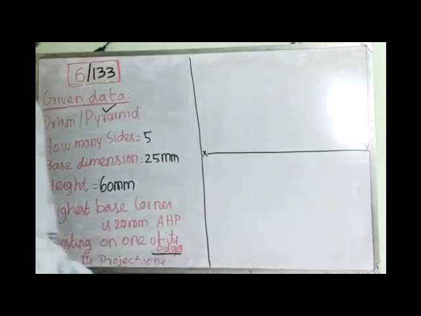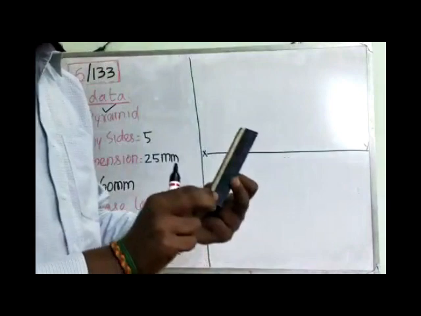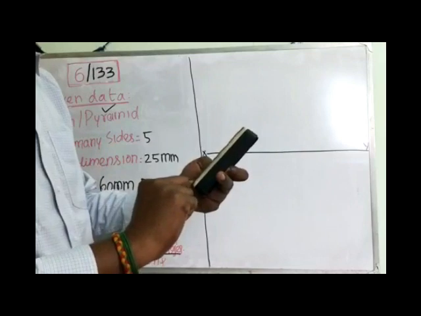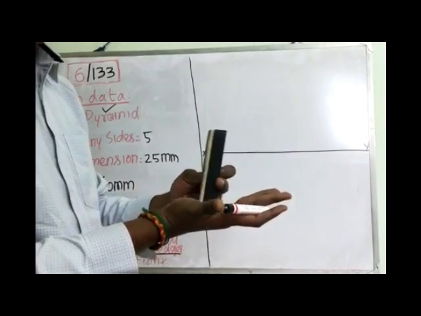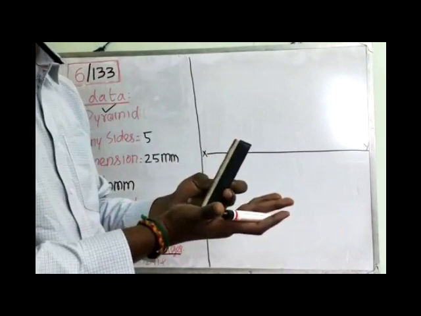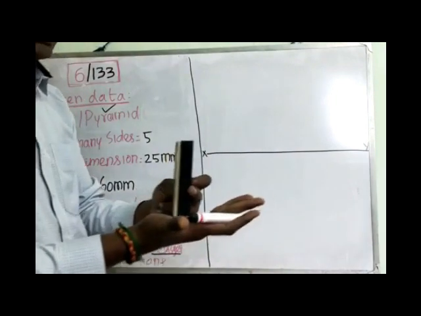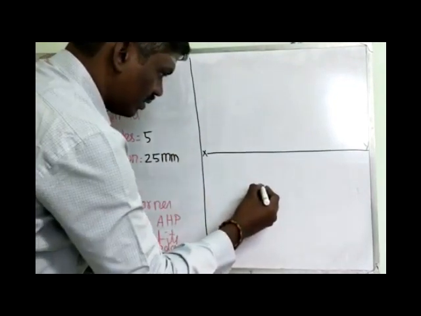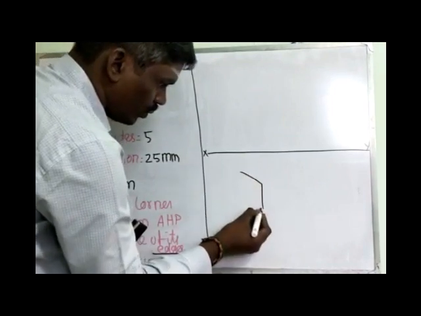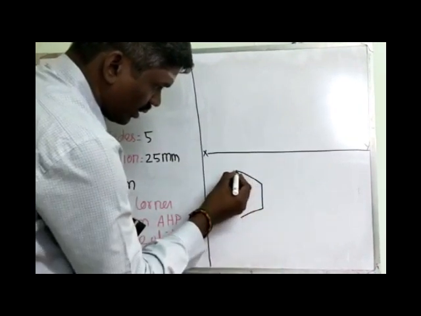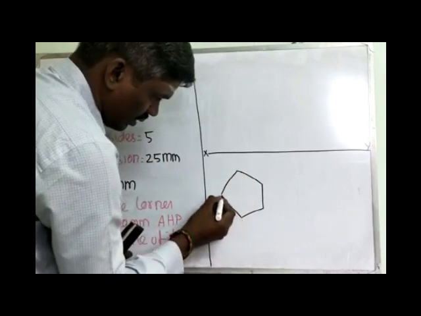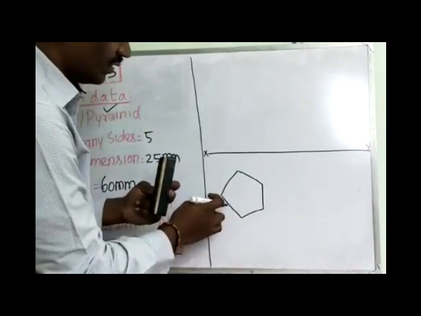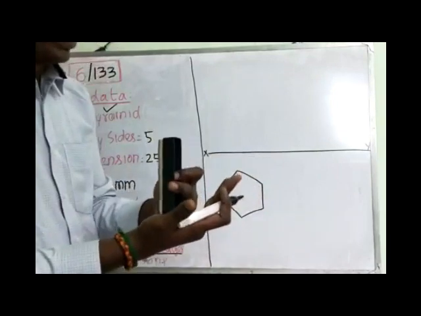One of its base corners is 20 mm above the horizontal plane, which means it is a solid axis inclined to HP. From this statement we have to identify that this is a solid axis inclined to HP. It is resting on edges, so on the right side you have to concentrate. From the left side the corner is available, on the right side the edge is available.